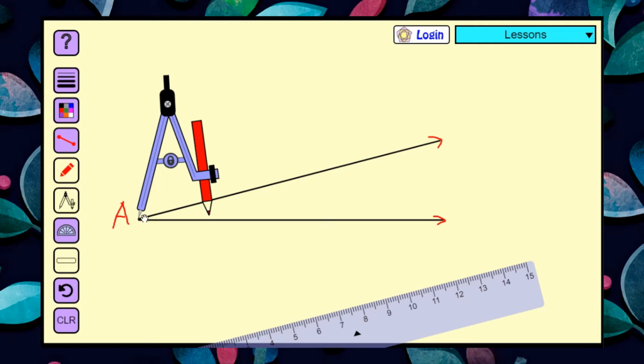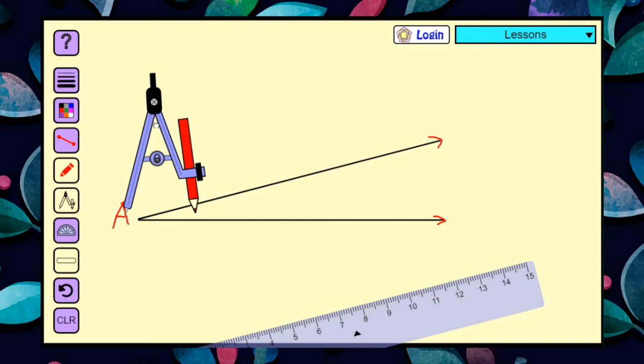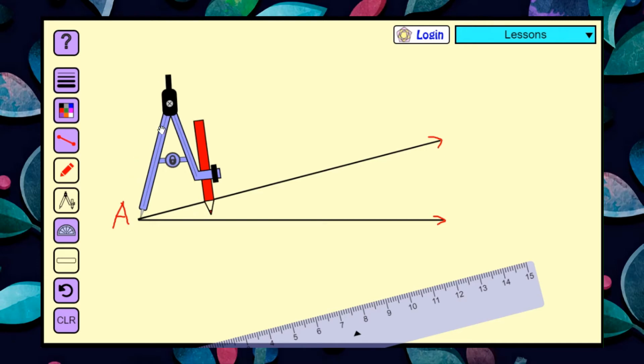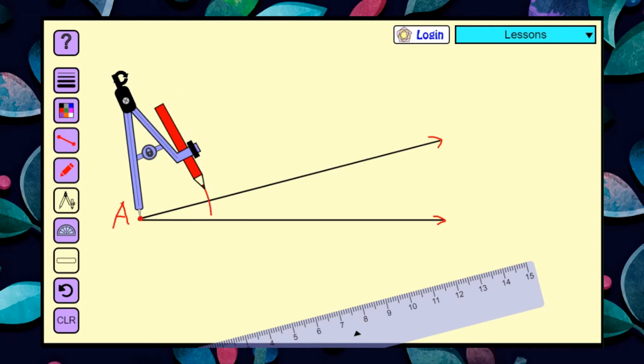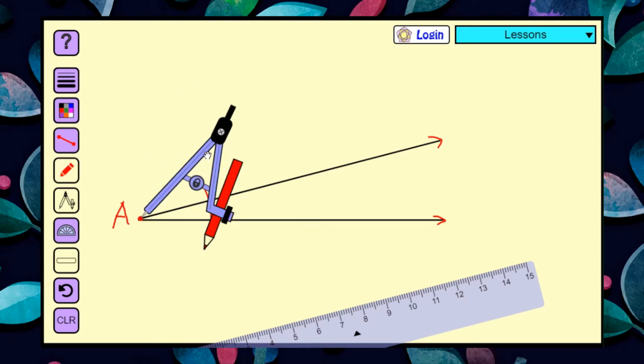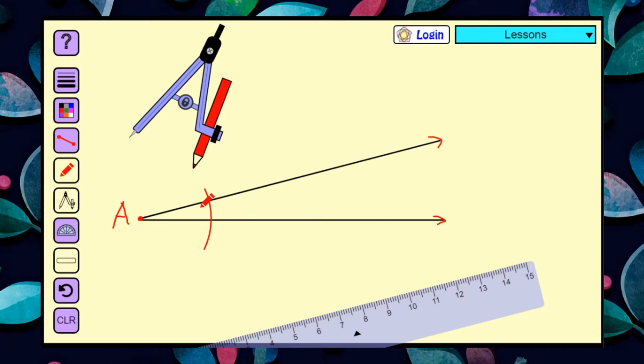Ayan. Ipi-place natin yung pointed ng compass doon sa vertex A to be the center, and then magdo-drawing tayo ng arc intersecting the sides of angle A. So, we already have this arc. Kung mapapansin nyo, merong intersection between the sides or on the sides of angle A. At ililabel natin yung intersections na to as B and C.